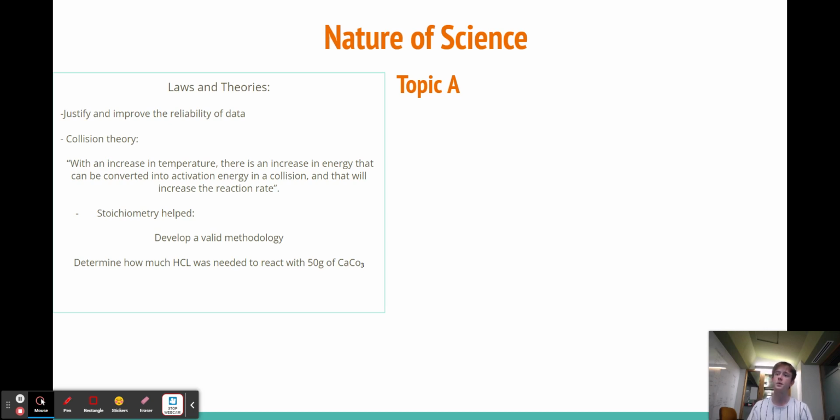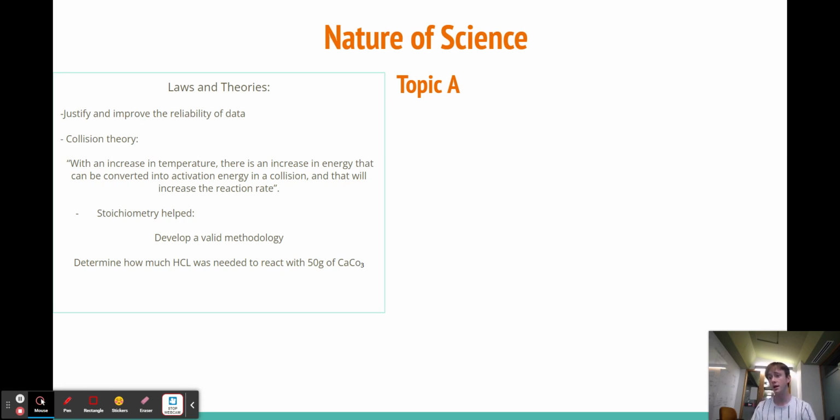The collision theory was evident as it claims with an increase in temperature, there is an increase in energy that can be converted into activation energy in a collision, and that will increase the reaction rate. This was reflected into our controlled experiment as we increased and decreased the temperature of the hydrochloric acid to see how it affects the rate of reaction. This helped the justification for our methods as we realized to keep our data as reliable as possible, we would only increase and decrease the temperature by 5-degree increments.